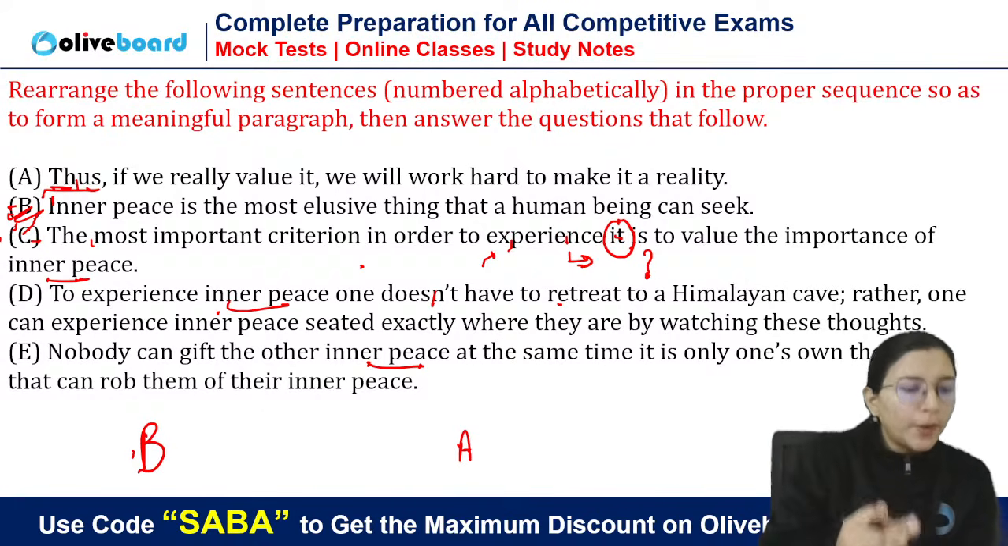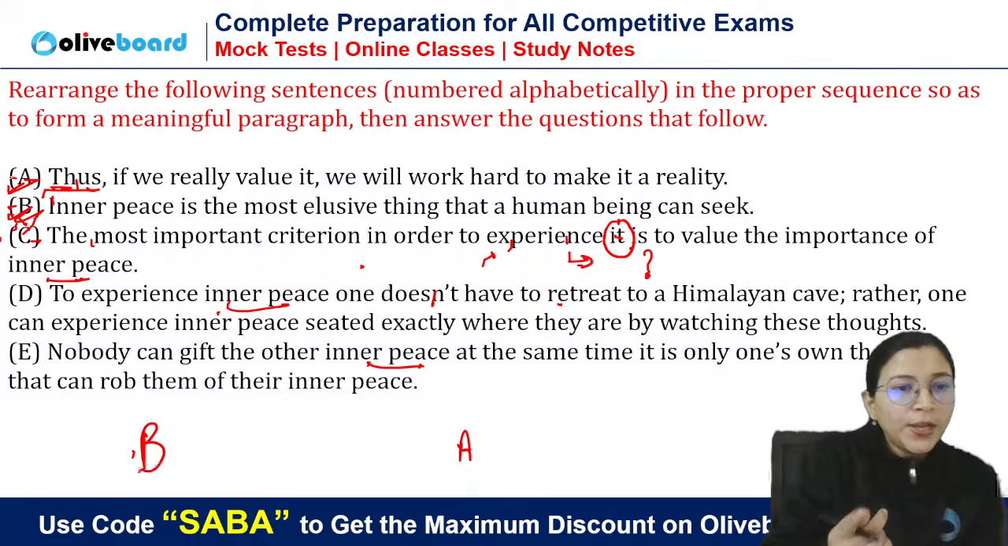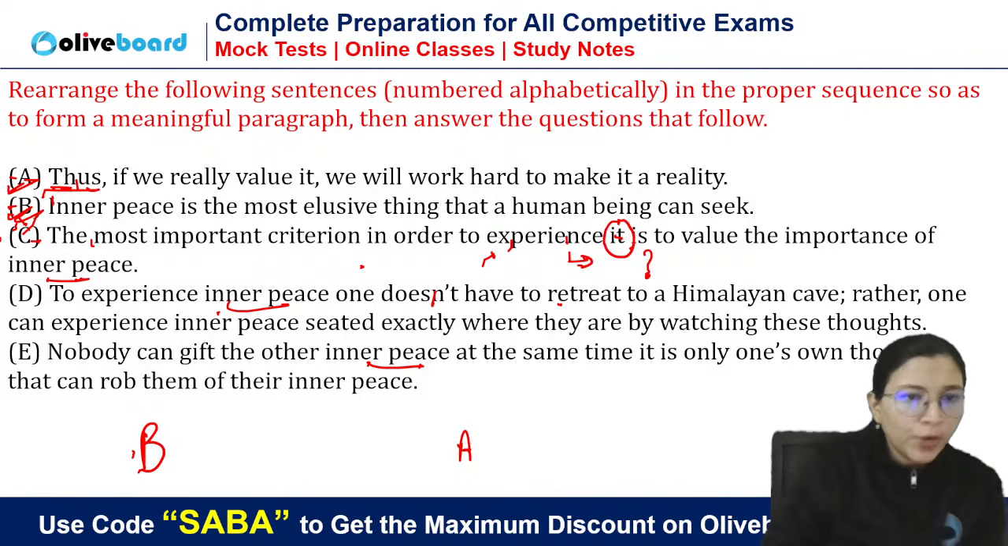Now, the mistakes start after the first sentence. 90% case first is right. Now, what will be the second sentence? Can we say A? A is conclusion. A will not go. Now, C, D, E. Which one will come? After B, which one will come? D will come. Adrian is saying.